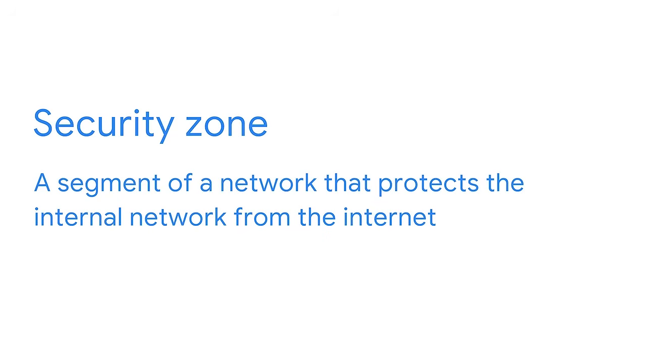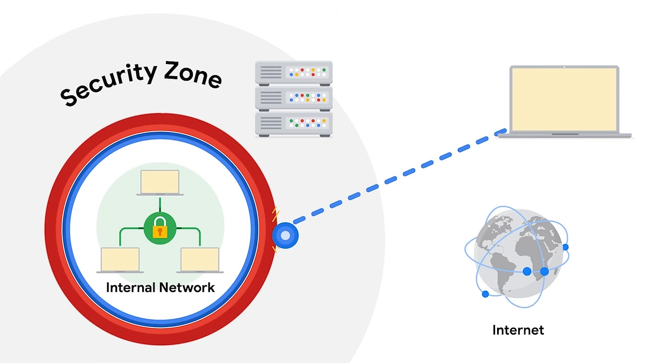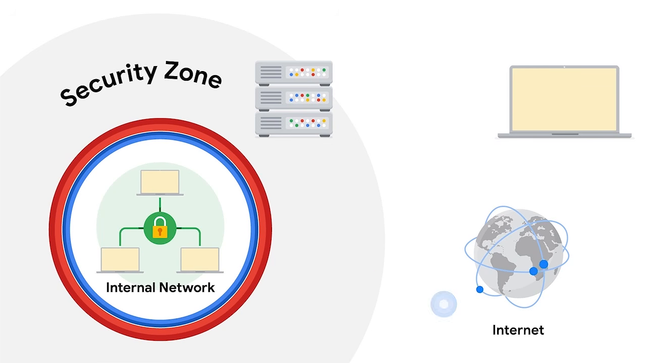Security zones are a segment of a network that protects the internal network from the internet. They are part of the security technique called network segmentation. It divides the network into segments. Each network segment has its own access permissions and security rules. Security zones control who can access different segments of a network. Security zones act as a barrier to internal networks, maintain privacy within corporate groups, and prevent issues from spreading to the whole network.